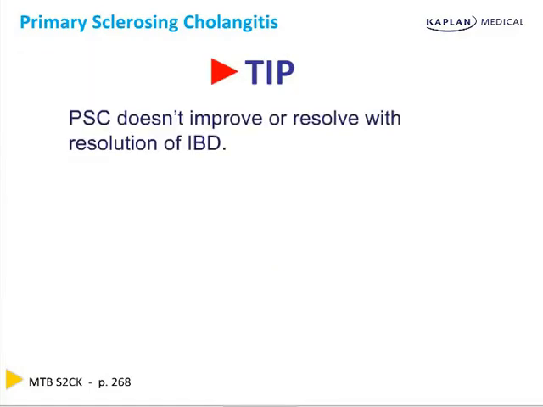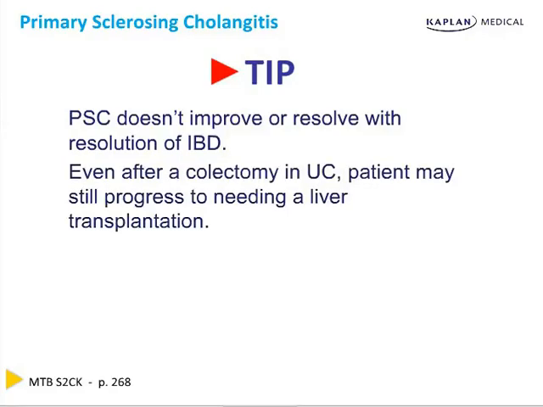Now here's a little tip. Primary sclerosing cholangitis doesn't improve or resolve with the resolution of IBD. Even after a colectomy in ulcerative colitis, patients may still progress to needing a liver transplant in this disease.